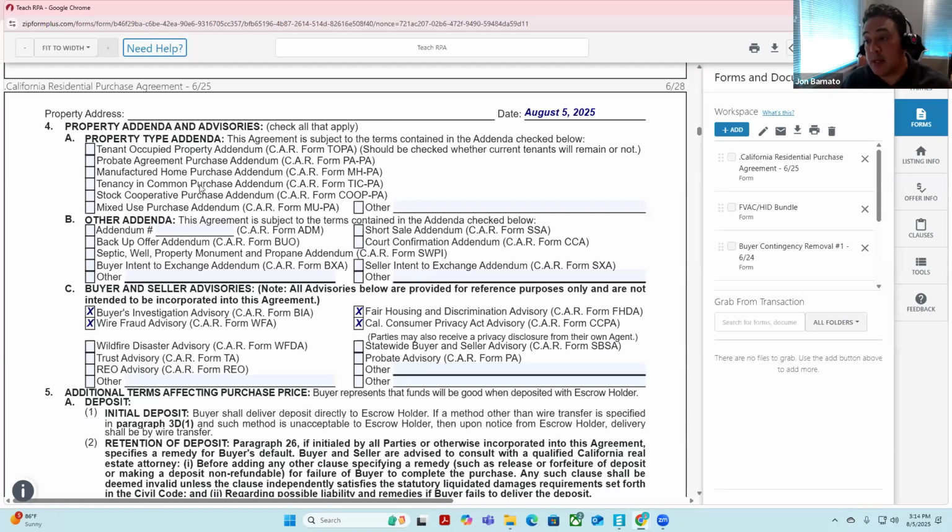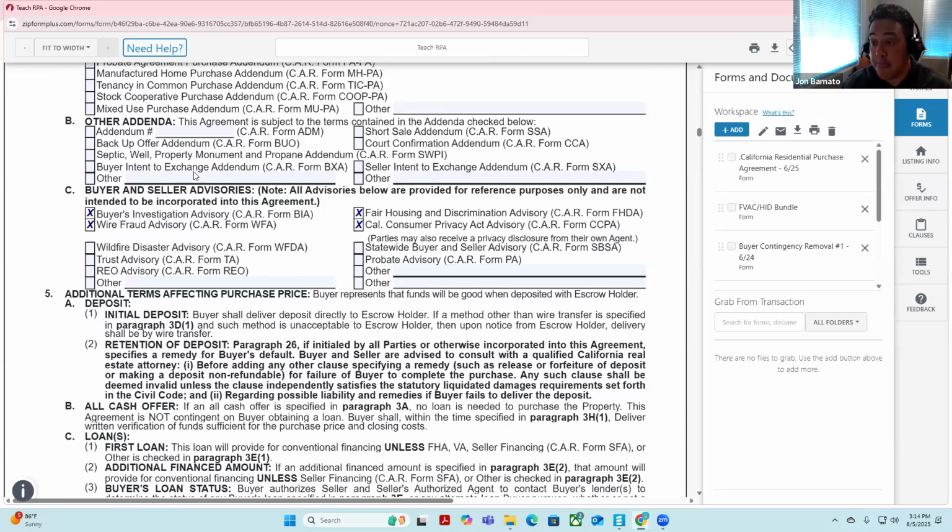Mixed use purchase addendum. This is if you're doing a mixed use property, meaning there's residential and other parts. Please do not use this addendum. If you're doing this, it's likely going to qualify as a commercial transaction. Please note commercial transactions are restricted. Residential agents cannot do commercial transactions. They must either co-list with a commercial agent or refer to a commercial agent. Please note that because the liability is there.